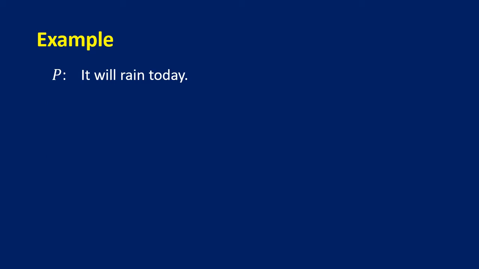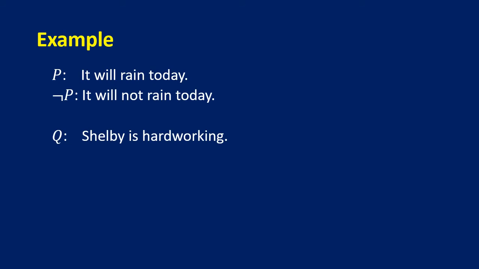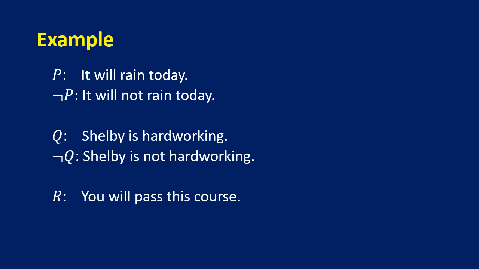For example, the proposition is, it will rain today. What is the negation of this sentence? Of course, it will not rain today. Another example, Shelby is hardworking. So the negation of this sentence is, Shelby is not hardworking. And lastly, you will pass this course. I am 100% sure that you will all pass this course. The negation of that sentence would be, you will not pass this course.